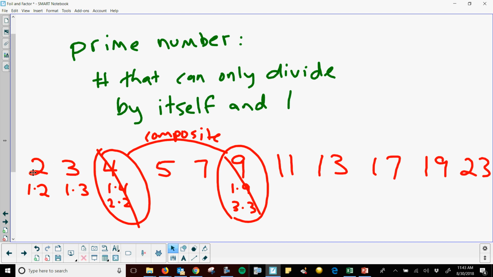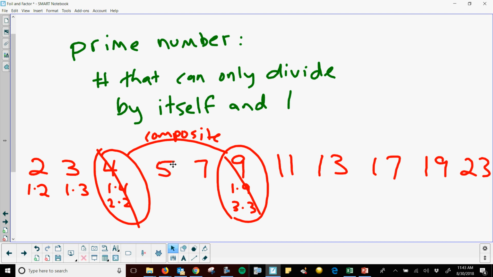So our first prime number is here at 2. 1 times 2. There's no other way to multiply to 2. Then we go to 3. The only way to multiply to 3 is 1 times 3. Prime number. Then we go to 4. 1 times 4 or 2 times 2. As soon as you get that second set of numbers, that is no longer a prime number. It's called a composite number.